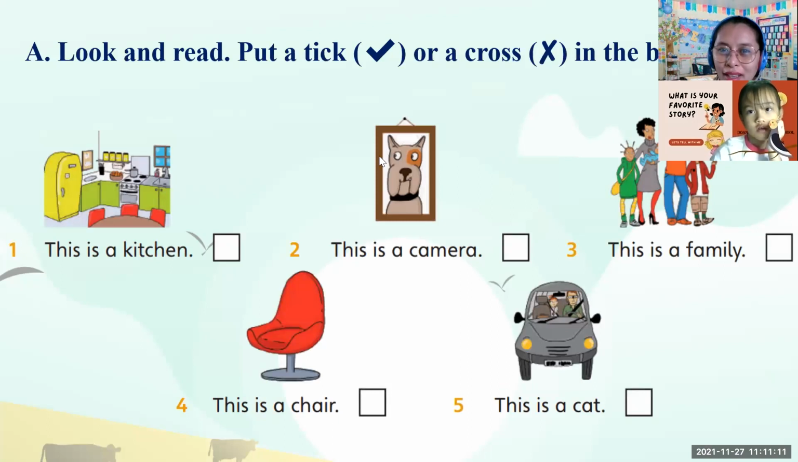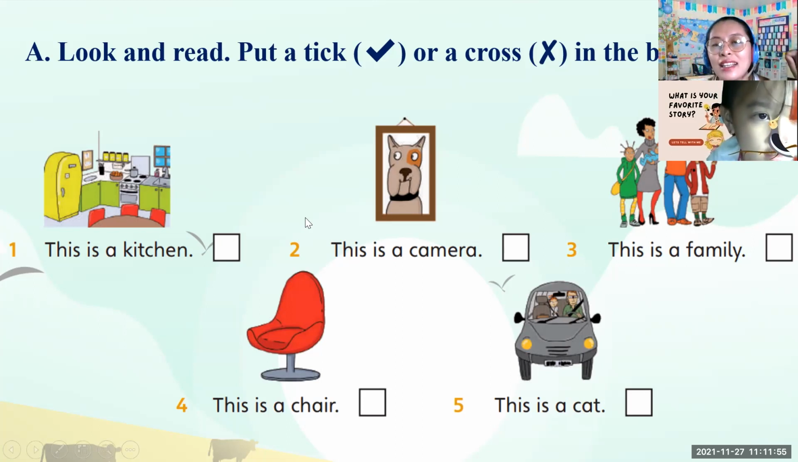So let's try this one. I want you to look and read. Look at the picture there and try to read the sentence below. And you will put, I can't annotate, a tick or a cross inside the box. Can you do that? Okay, look at number one. This is a kitchen. So that is a tick. Very good.